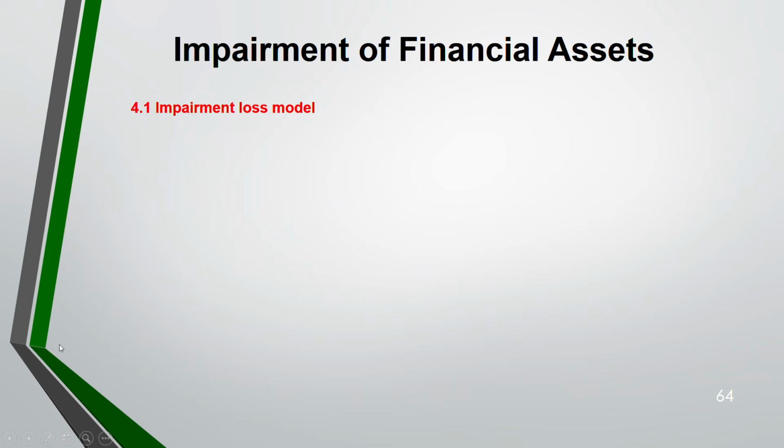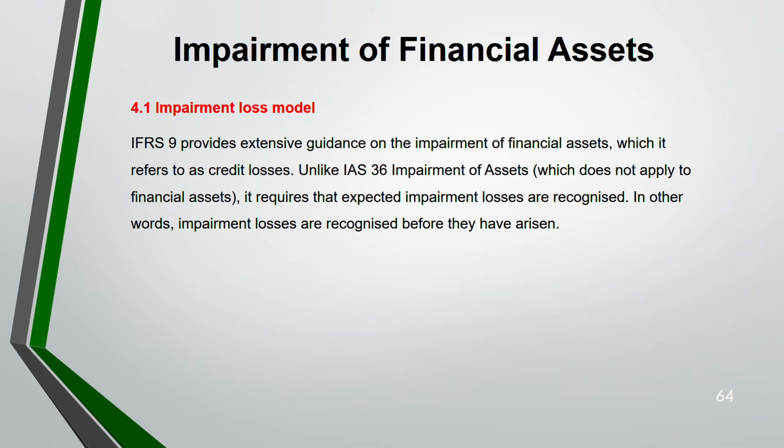Now let us move on to the impairment of financial asset. This is also a very frequently tested area, both for SBR and FR students. The impairment loss model is different compared to your IAS 36, so do not confuse the two. IFRS 9 gives guidance only on impairment of financial assets, not any asset, only financial asset, which refers to credit losses. IAS 36, which is impairment of asset, will not apply to financial asset.